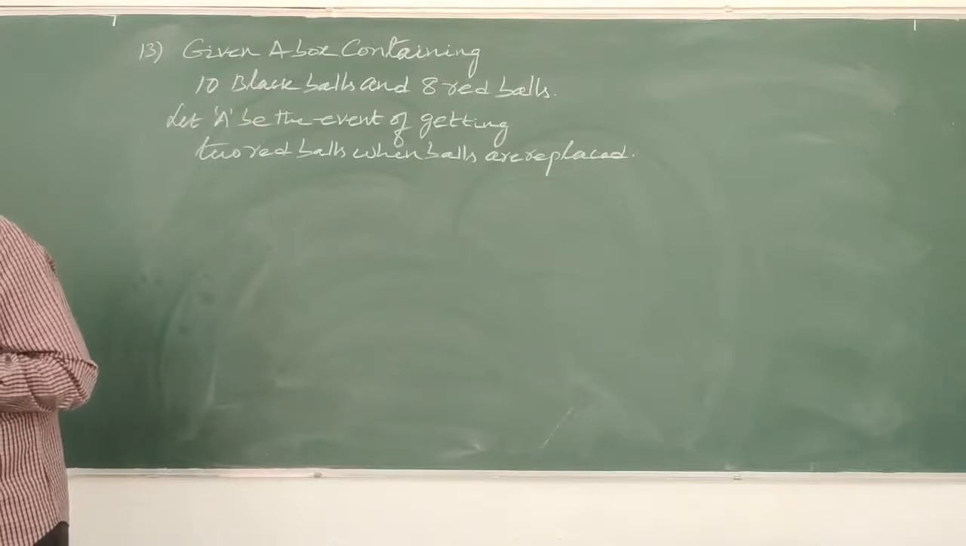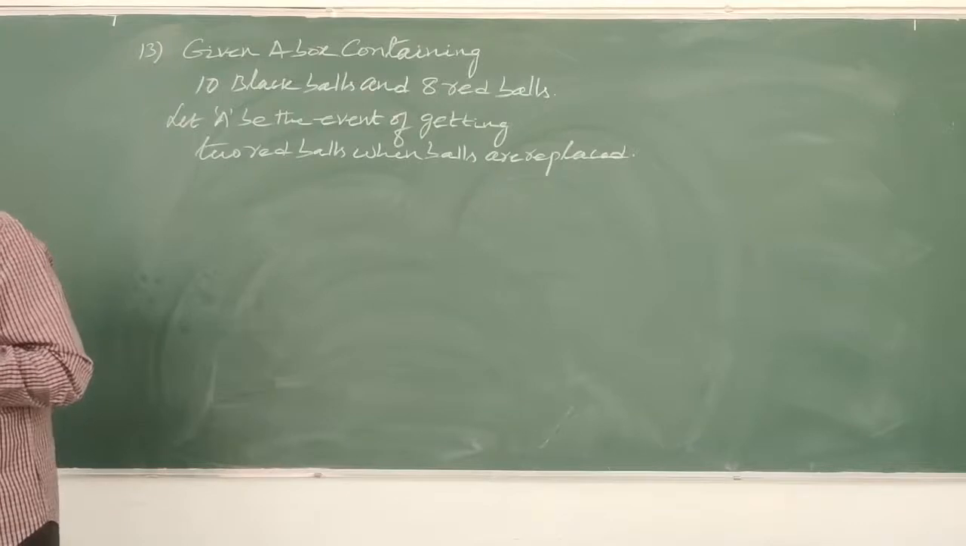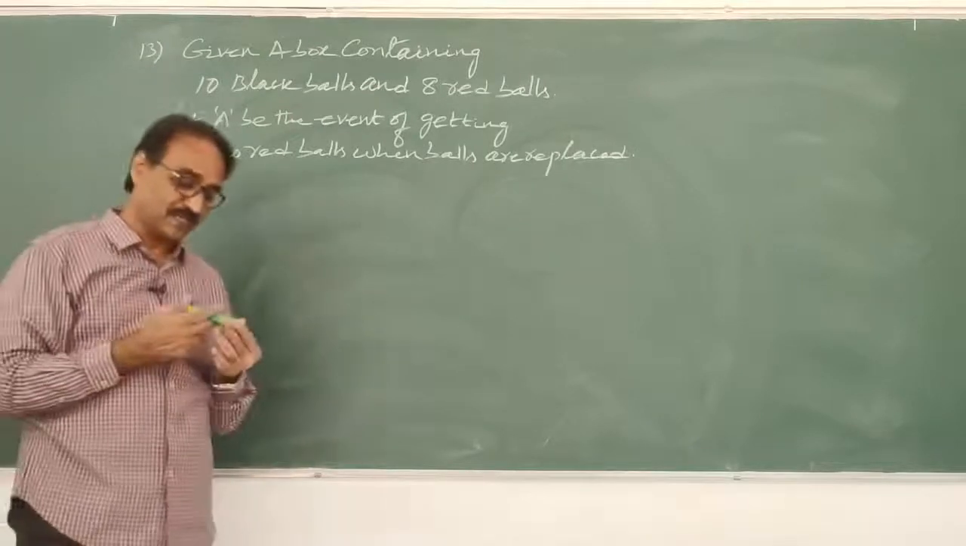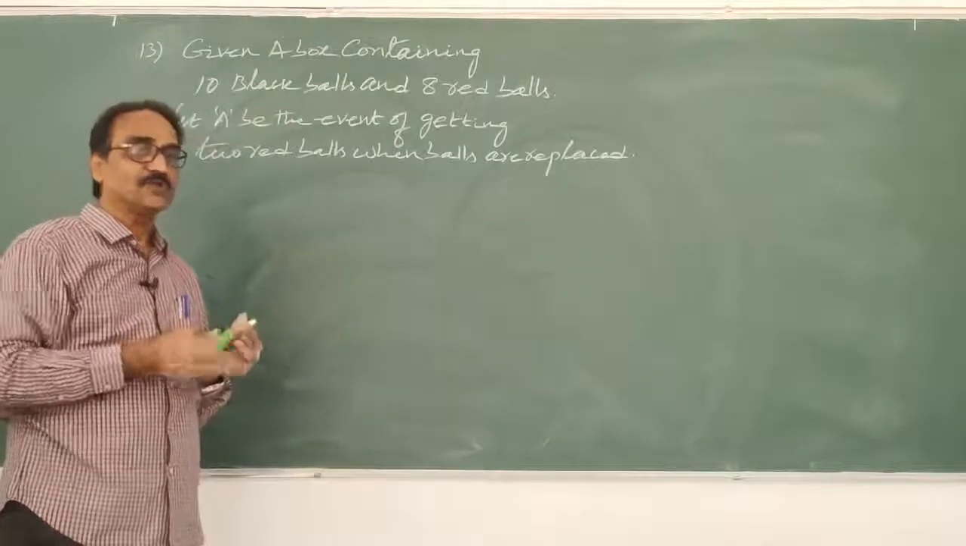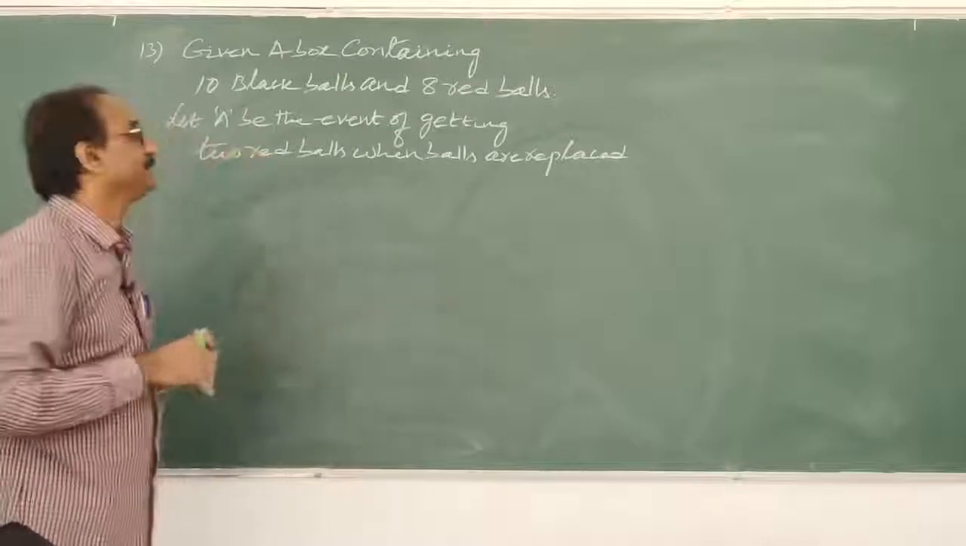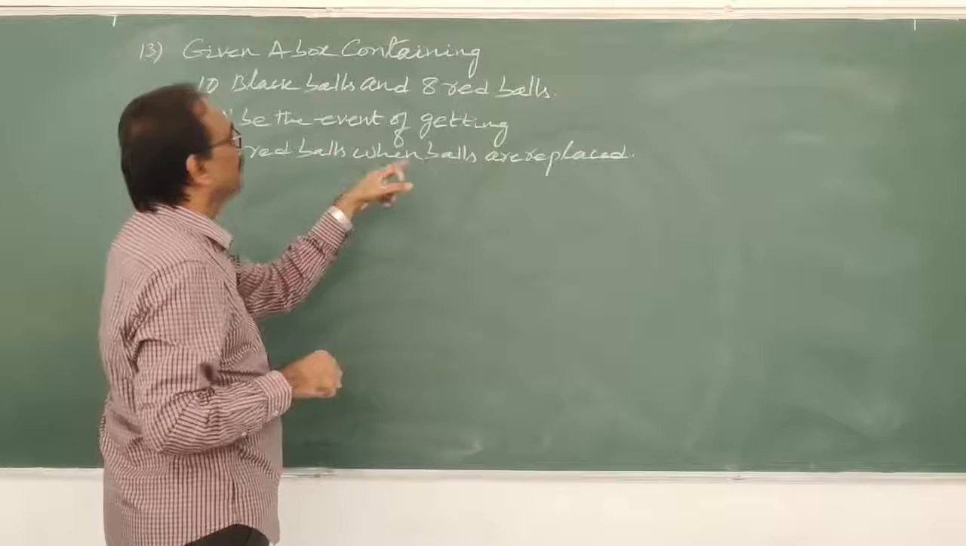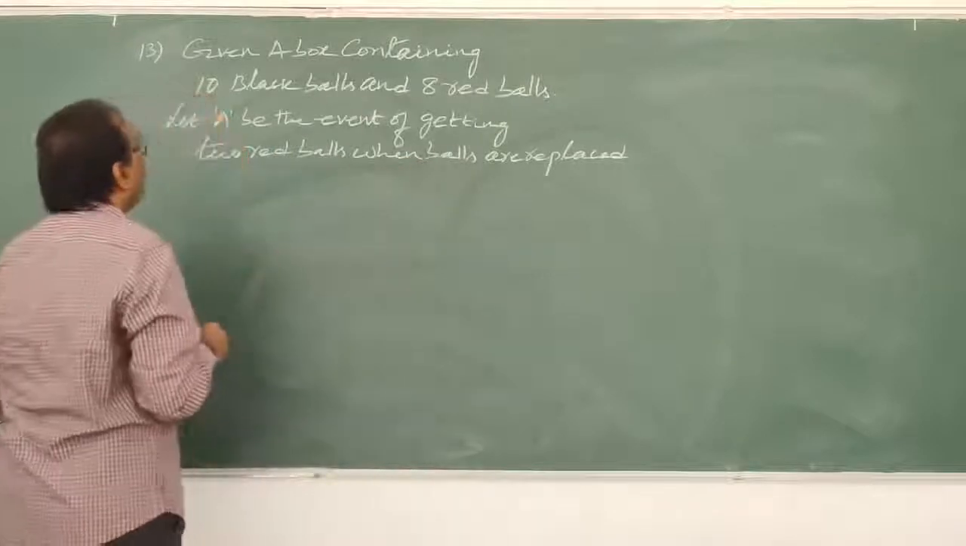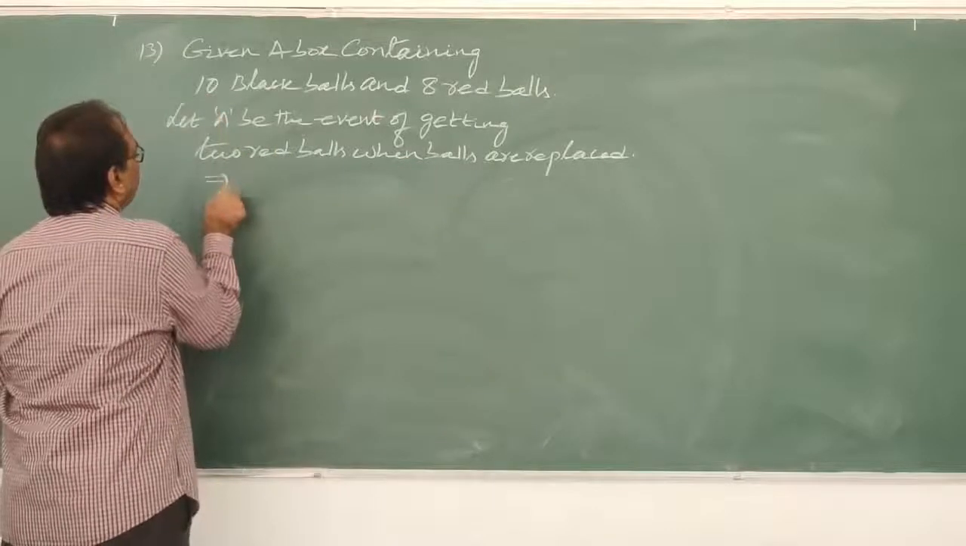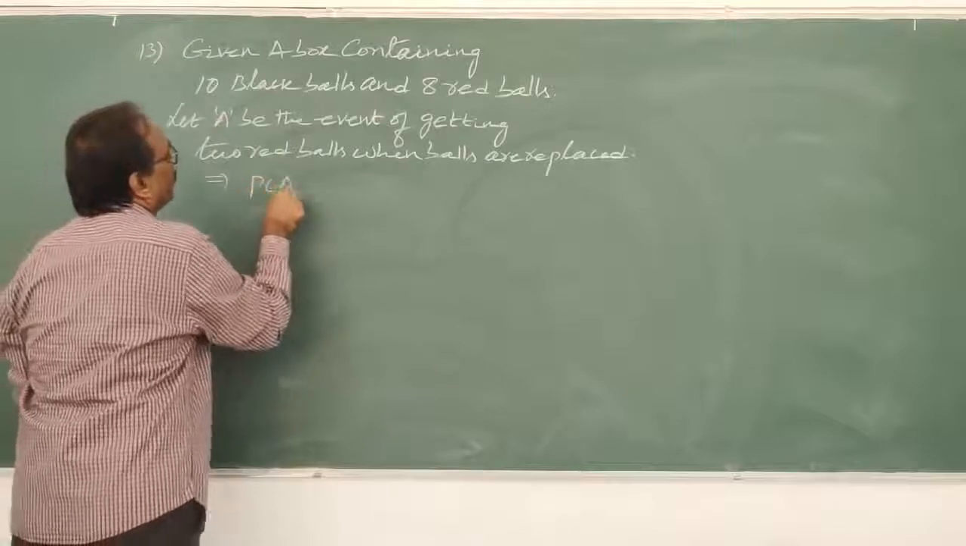Find the probability. 2 balls are drawn in front with replacement. Yes, with replacement, he has given. And the ball which was drawn first, again he kept inside. Okay. Now, let A be the event of getting 2 red balls when balls are replaced. This implies, what is the probability of A now?